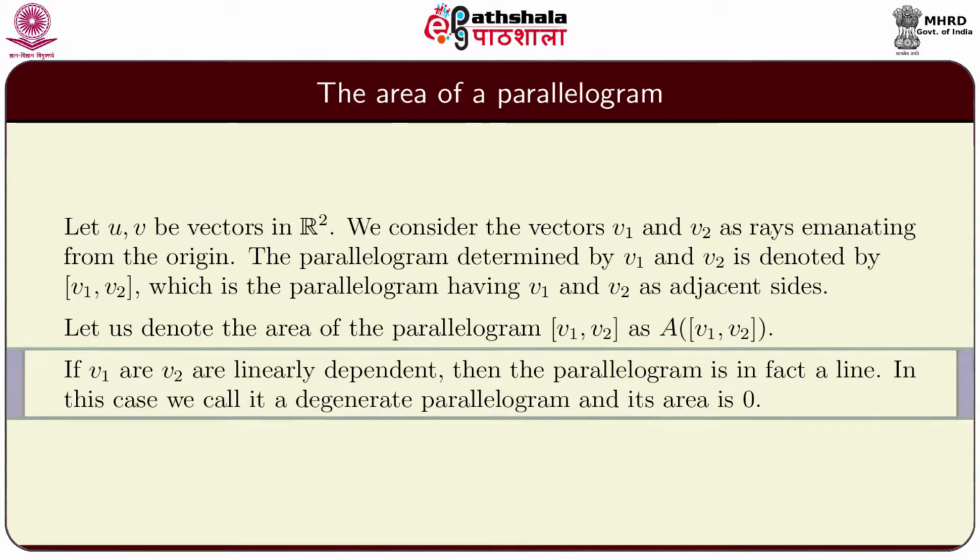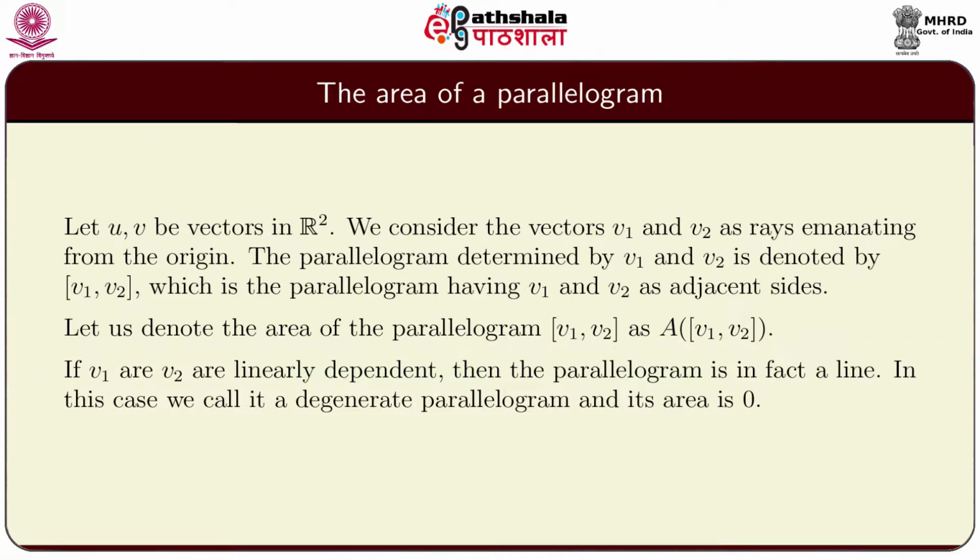If V1 and V2 are linearly dependent, then the parallelogram is in fact a line, and we call it degenerate, and in that case the area is 0. Let us now see what happens if V1 and V2 are linearly independent. That means it is a non-degenerate parallelogram.